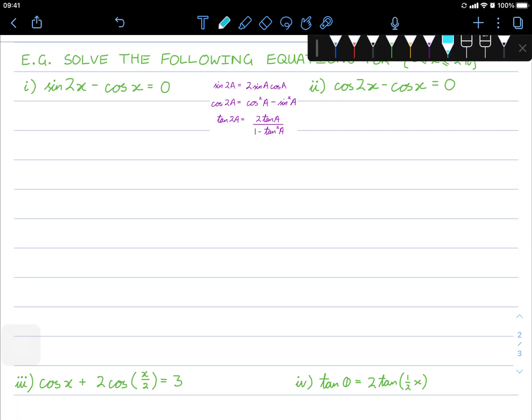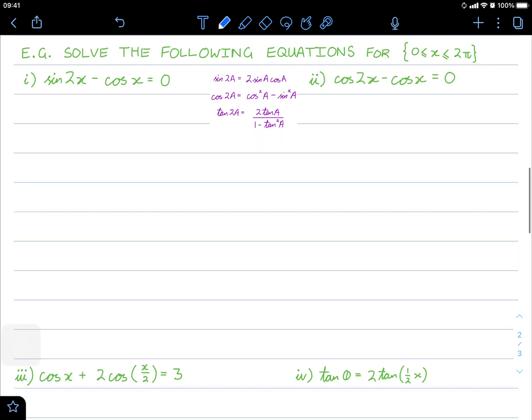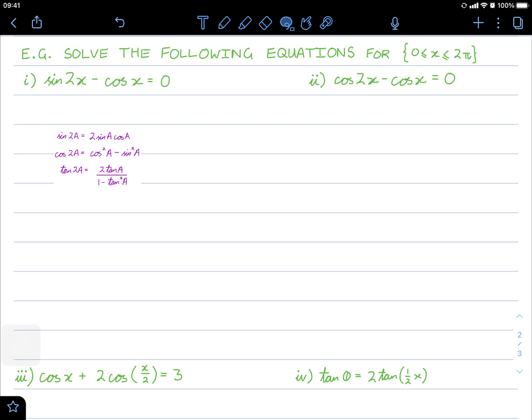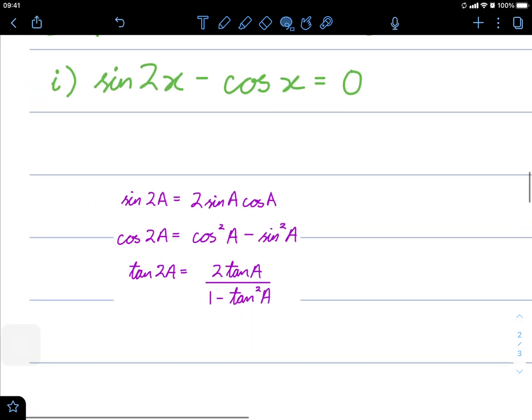Hello class, this is the next set of examples for solving using the double angle identities. You can pause the video and give this a go, but let's go solve them now. You'll find that actually using the identities isn't so difficult. It's the equation solving part that's rather difficult here.